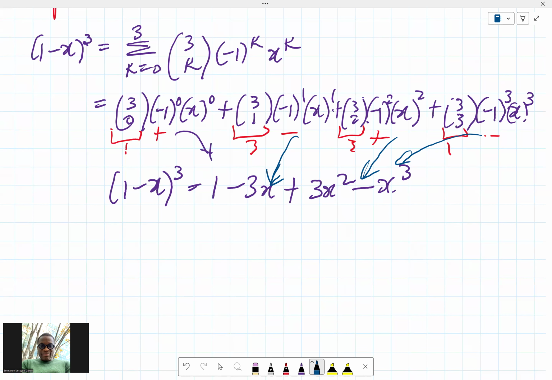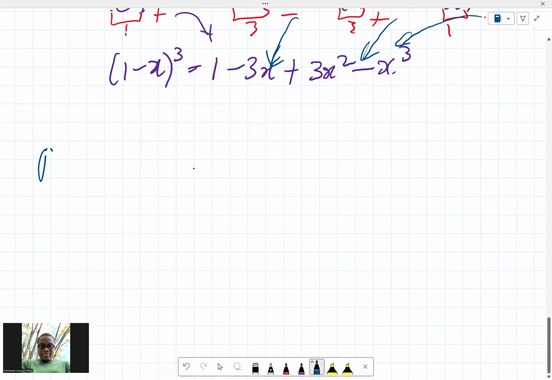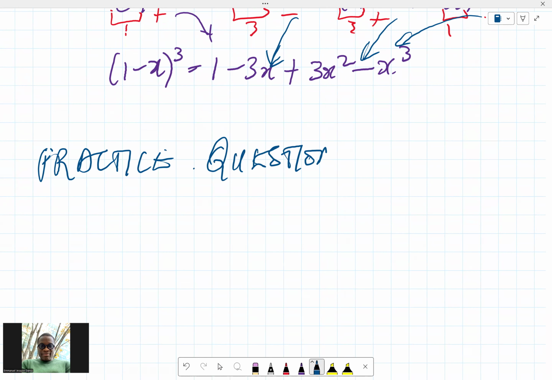But before I go, do you want to try this practice question? Let me just make it 1. So try this: 1 minus x raised to power 7. So give me the solution in the comment section if you can do that.